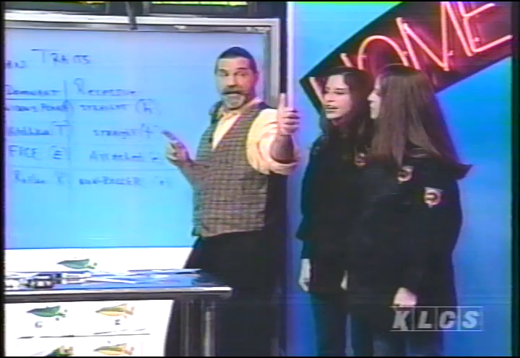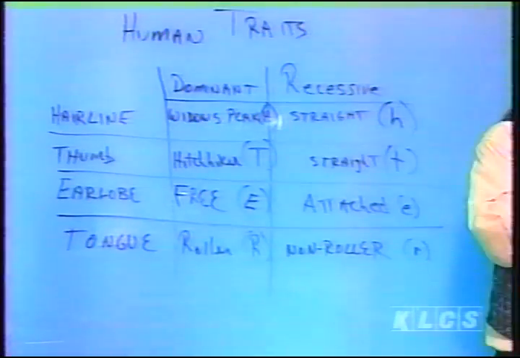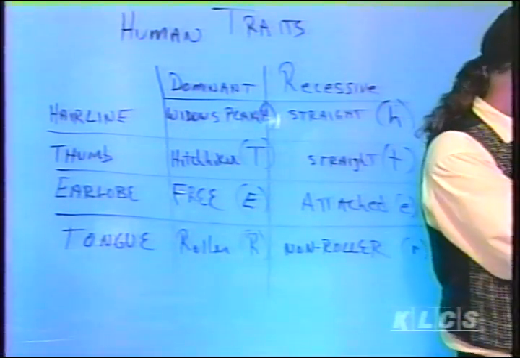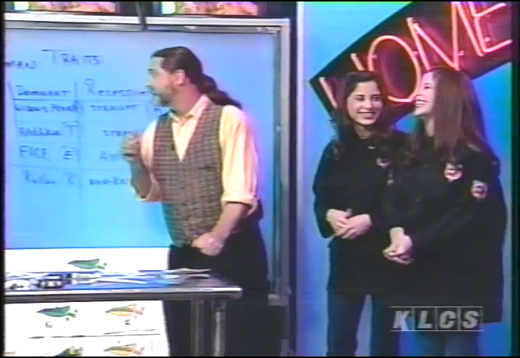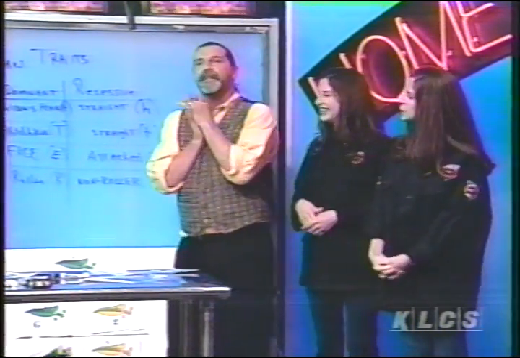So if you're going to do a genotype for me with a recessive straight thumb, I would have a double small t, where both of you would either be two big T's or one of each. Correct. So, do you have a hitchhiker's thumb or not? Check it out. Now, the next trait we're going to look at is called the earlobes.